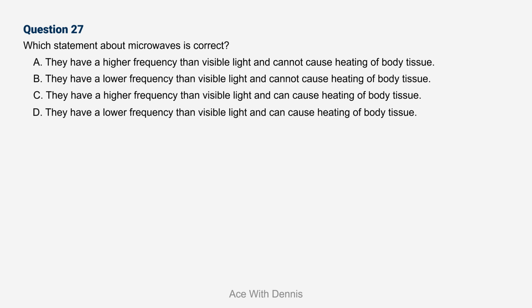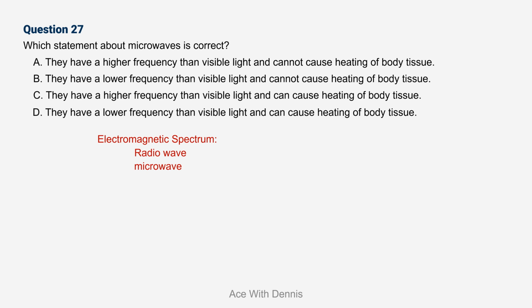So, to answer this question, you need to determine two things. The first is whether microwaves have higher or lower frequency than visible light. And the second is whether microwaves can or cannot cause heating of body tissue. To determine whether the frequency is higher or lower than visible light, we need to refer to the electromagnetic spectrum. Let's recall this electromagnetic spectrum.